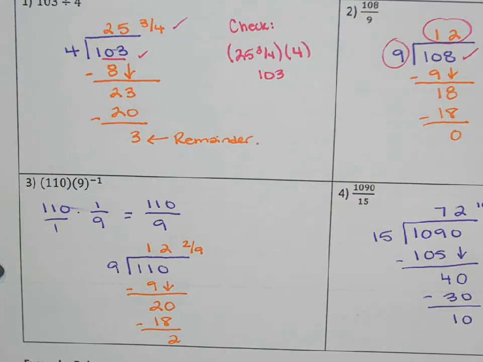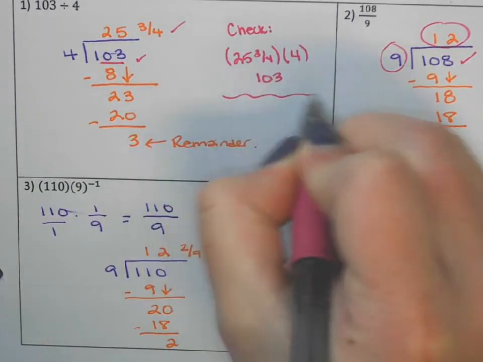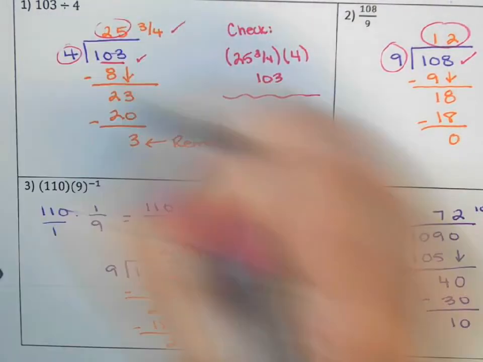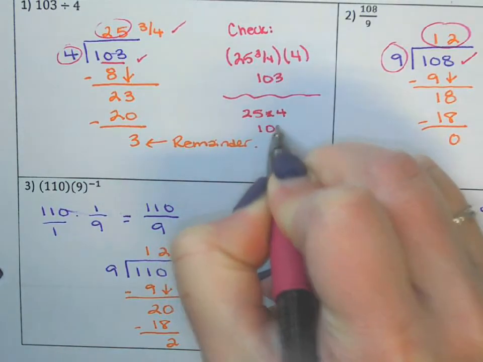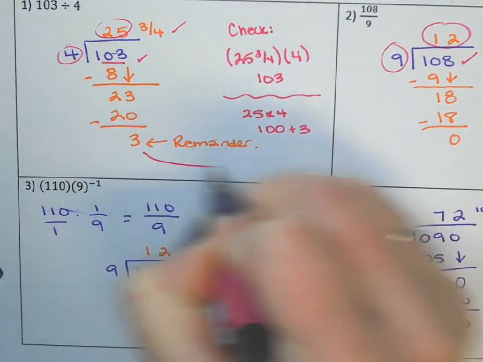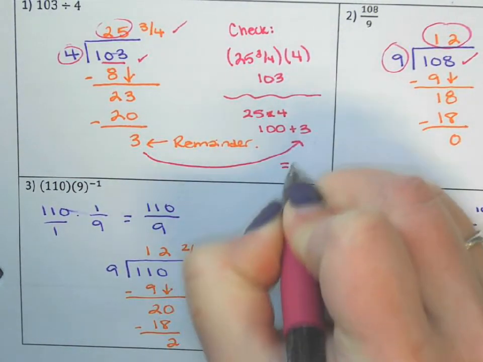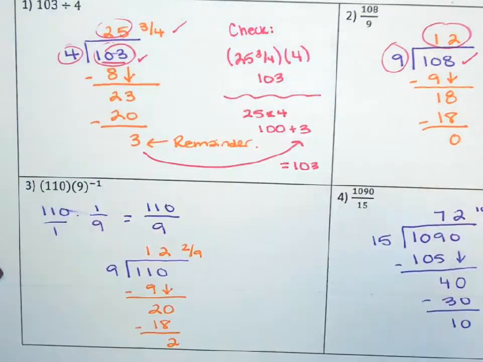Yes, Blake? And if you also, like for that one, you can do 25 times 4 and then just add the remainder. That was my next step, yep. So on this one, the other way to check it is you can take the 25 times 4, which is 100, plus the 3 that was your remainder, equals the 103, which is what we had to get.